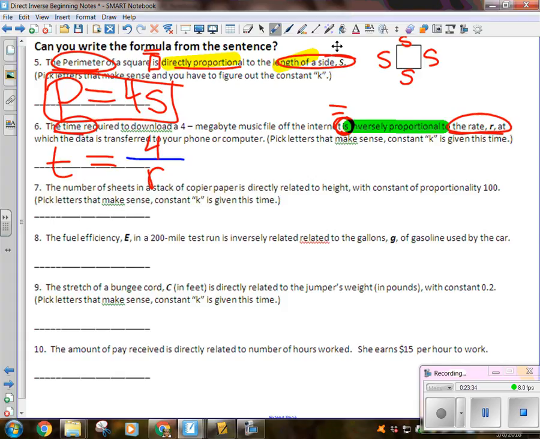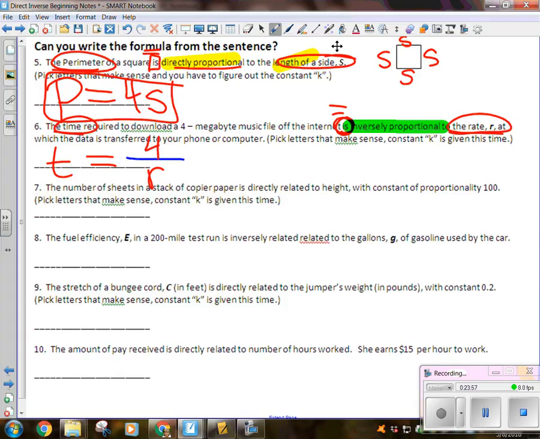If it's 4 megabytes for me, it depends on how good my internet is. My internet's great and it comes down fairly fast. The time, if the rate is fast, the time is what? Low. It won't take long to download. What if the rate is really slow? Then the time goes up. So as one goes down, the other one goes up.